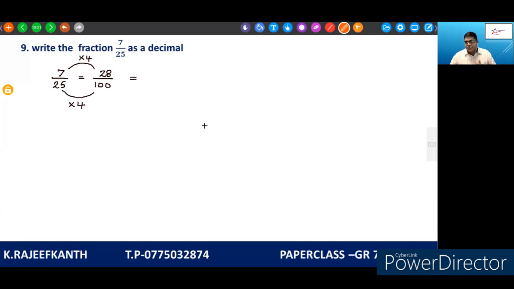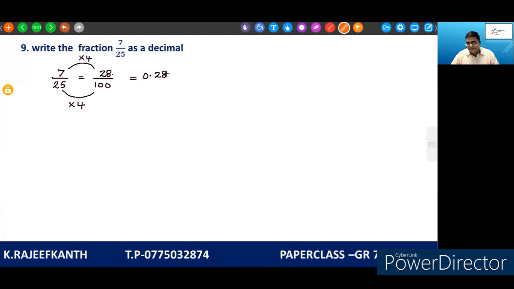Now, there are two zeros. So, when we are writing this fraction into decimal, we have to move this decimal point by 2 digits to the left side. So 1, 2, then the answer will be 0.28. Right?